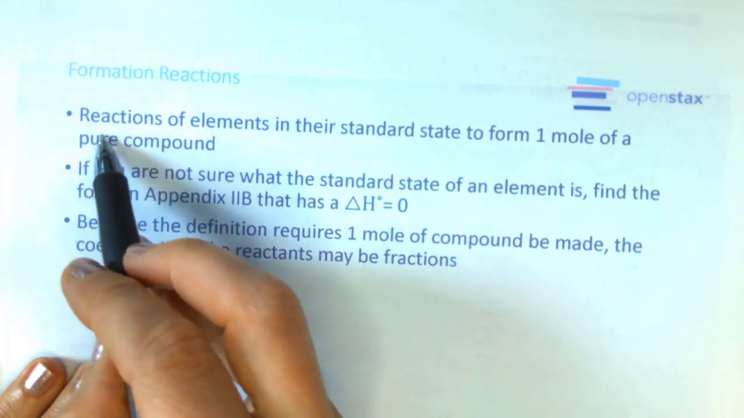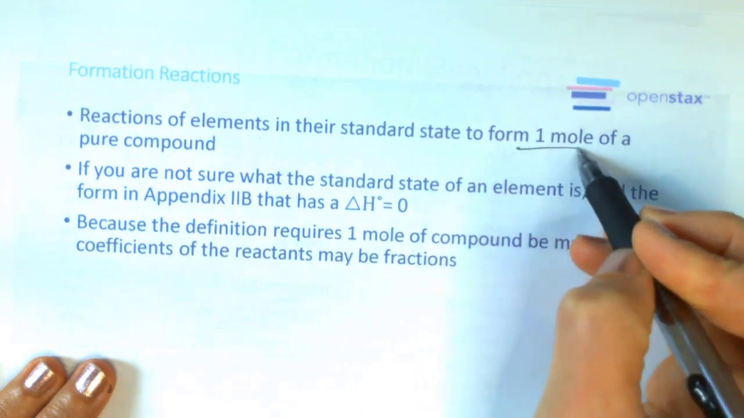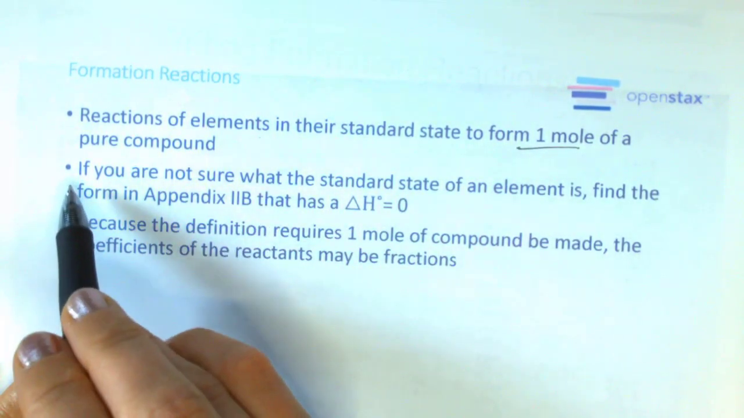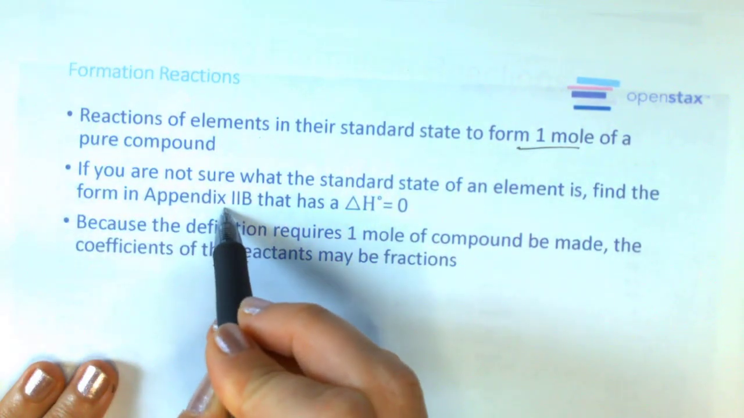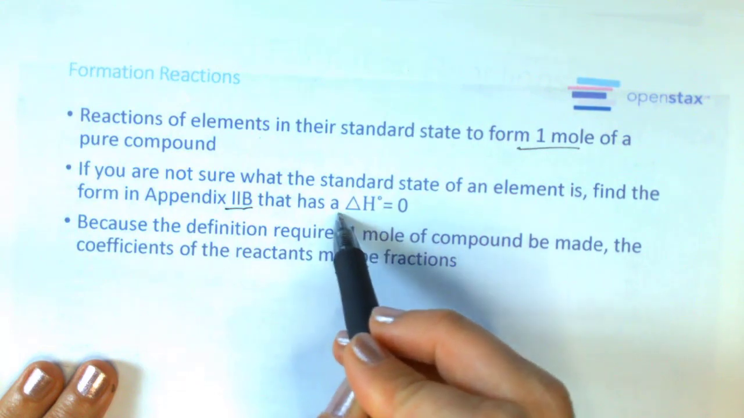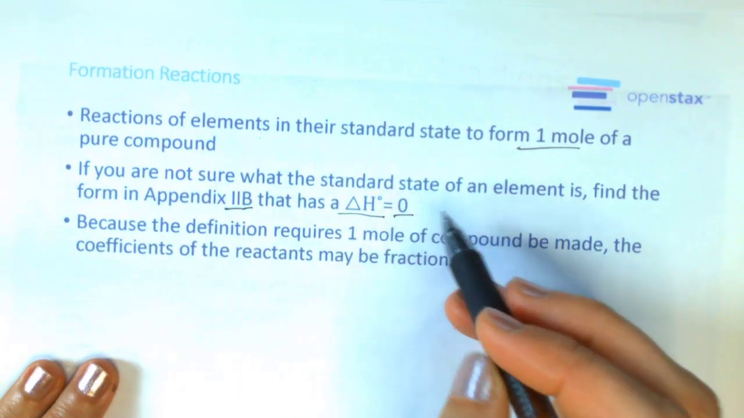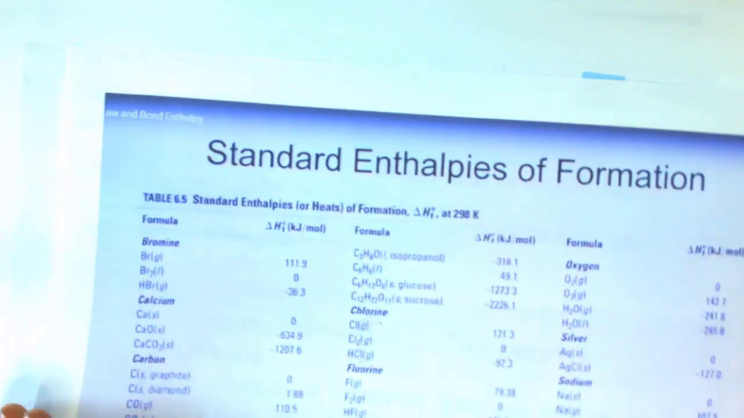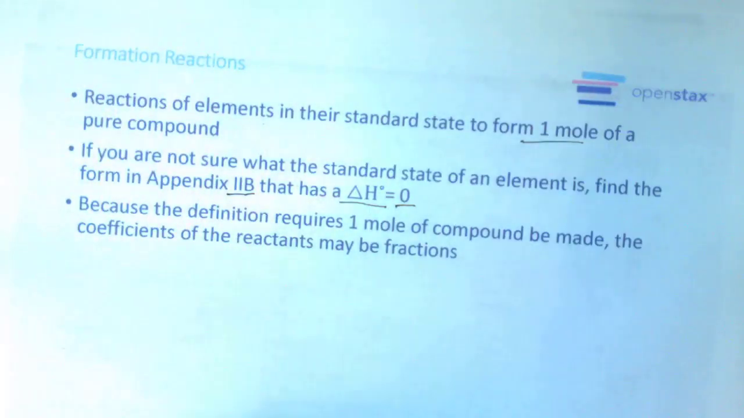So these are reactions of elements in their standard state to form 1 mole of a pure compound. If you're not sure what the standard state of an element is, you can find the form in Appendix 2B at the back of your book, which all have delta H of formation values of 0. The one we used just before was table 6.5, if you can also find that, but there should be a pretty extensive list.